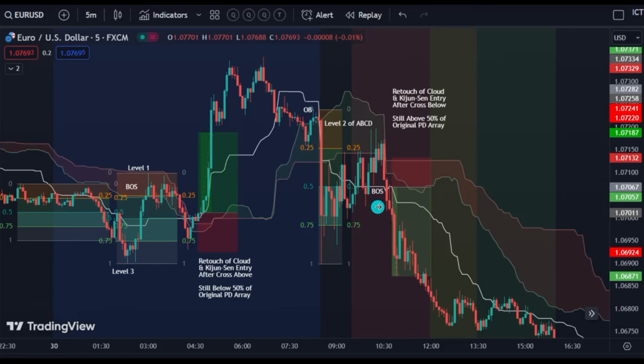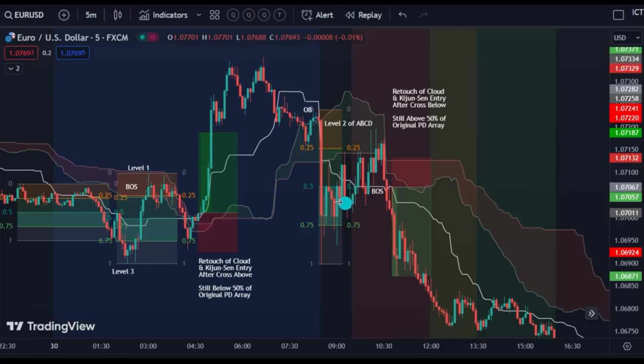Once that occurs, here, this is also a break of structure from this swing low. Price retraces back into the Kijun-Sen line, and that is an entry. Also, this entry occurs right at or slightly above 50% of the PD array. Price then moves to the downside, giving you at least a 2-to-1 and possibly 5-to-1.